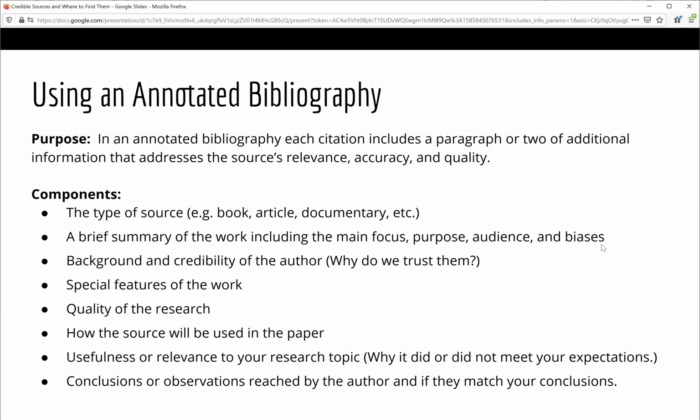As outlined here, in the paragraphs, you will identify the type of the source, book, article, film, a brief summary of the work, the background and credibility of the author, and any special features of the work. You will comment on the quality of the research or information in the source, as well as how you will use the information in your paper.